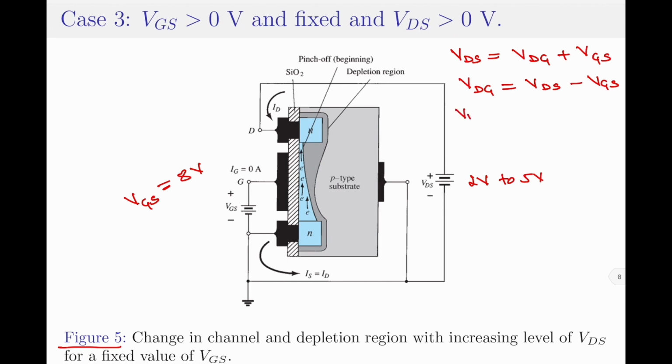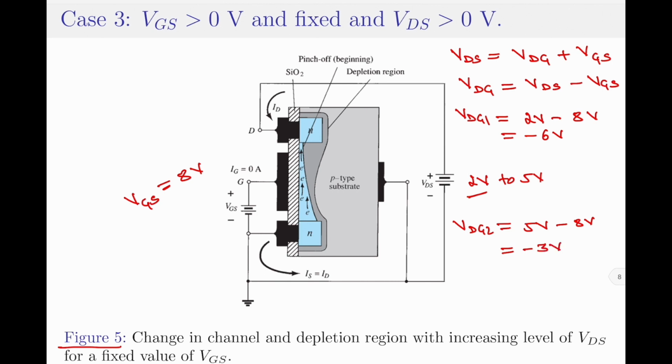Let us understand what happens to the drain to gate voltage when this happens. So, VDG1, which was at VDS of 2 volt, is equal to VDS, which is 2 volt, minus VGS, which is 8 volt. So, this is equal to minus 6 volt. Let me now compute the same once again for 5 volt drain to source voltage. So, VDG2 is equal to VDS, which is 5 volt, minus VGS, which is 8 volt. So, this is now minus 3 volt.